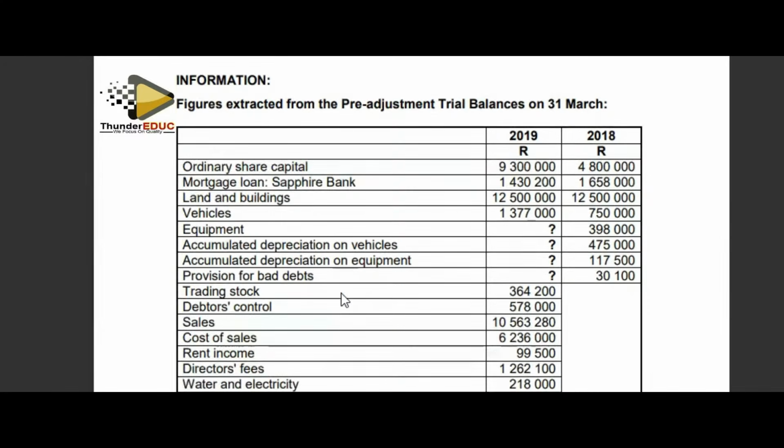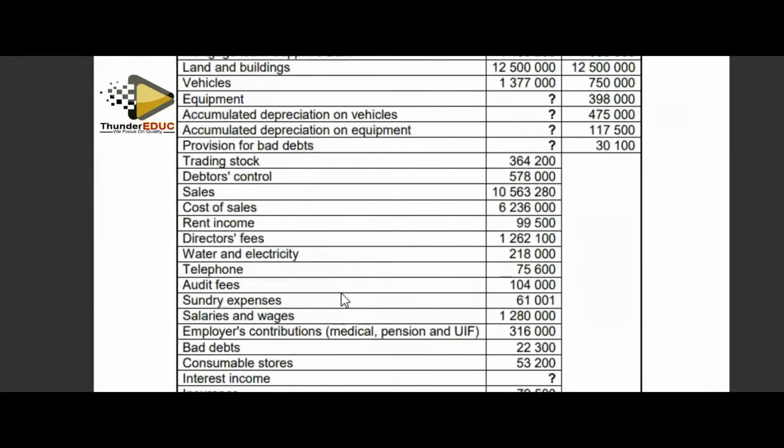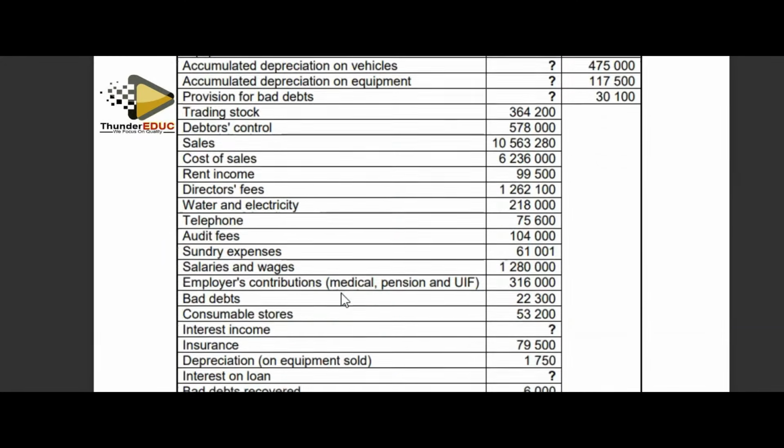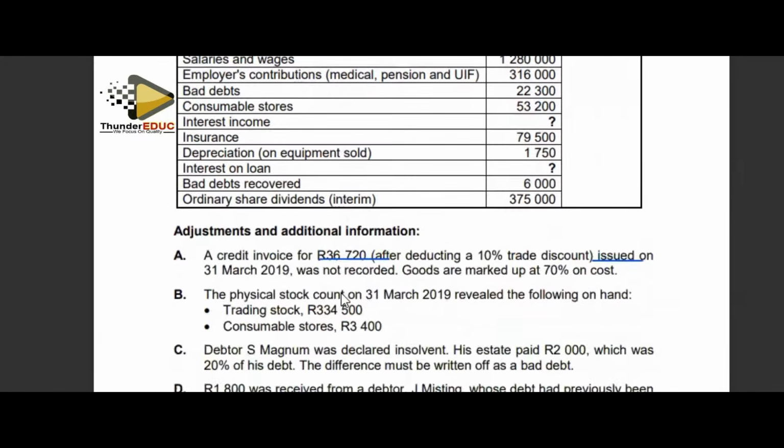Where are the bad debts recovered? We have bad debts recovered here, 60,000. That is in 2019. Then let's check additional information if there is any information about bad debts.